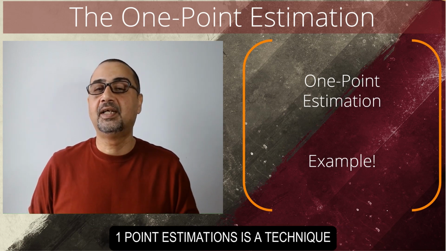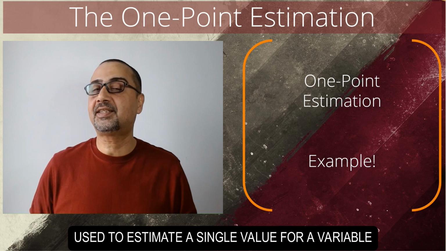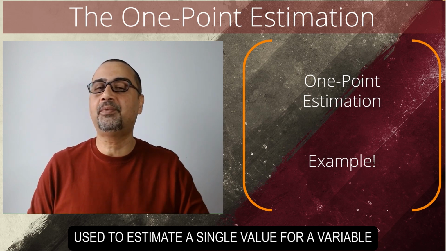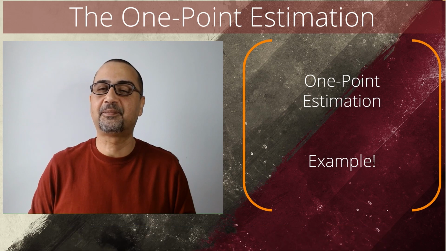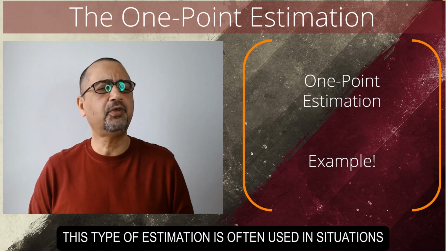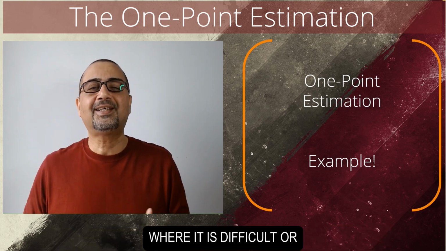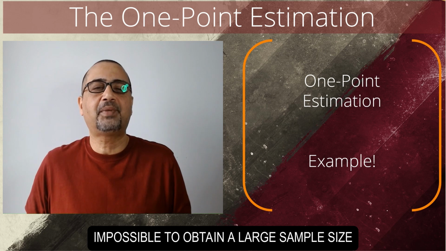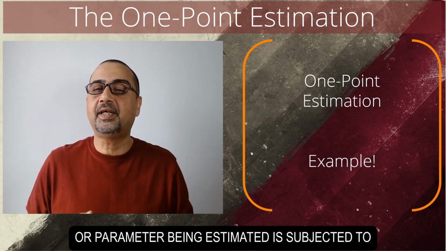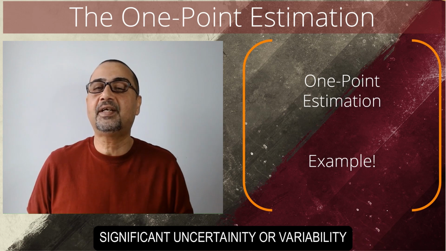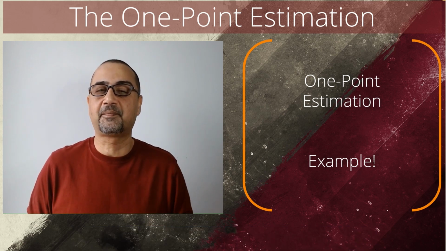One-point estimation is a technique used to estimate a single value for a variable or parameter based on a limited amount of data or information. This type of estimation is often used in situations where it is difficult or impossible to obtain a large sample size, or where the variable or parameter being estimated is subject to significant uncertainty or variability.